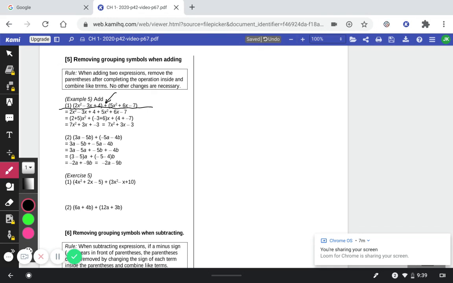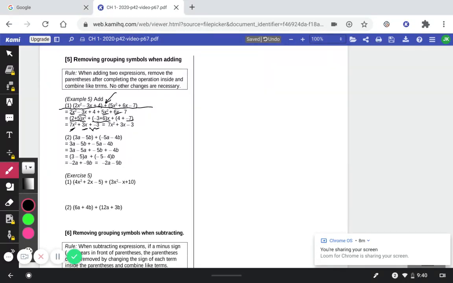So now you have 2x squared minus 3x plus 4 plus 5x squared plus 6x minus 7. And then you combine the like terms. 2x squared plus 5x squared is 7x squared. Negative 3x with 6x becomes positive 3x. And then 4 plus negative 3 becomes negative 3. Right? Signed number operations. So that's your final answer: 7x squared plus 3x minus 3.